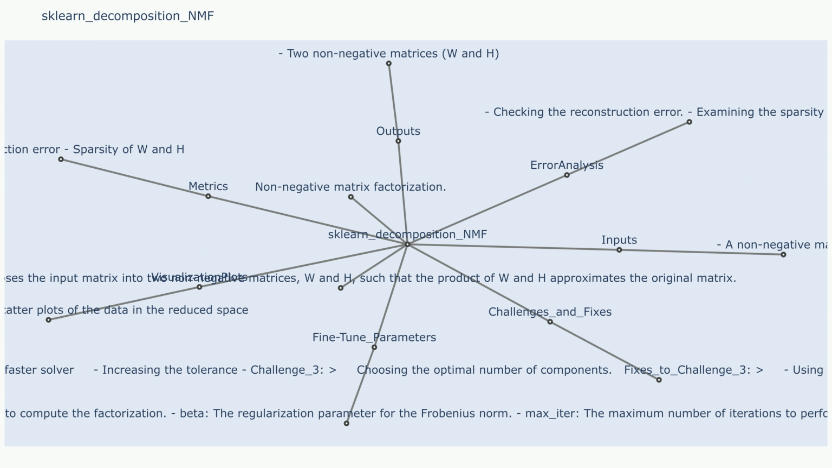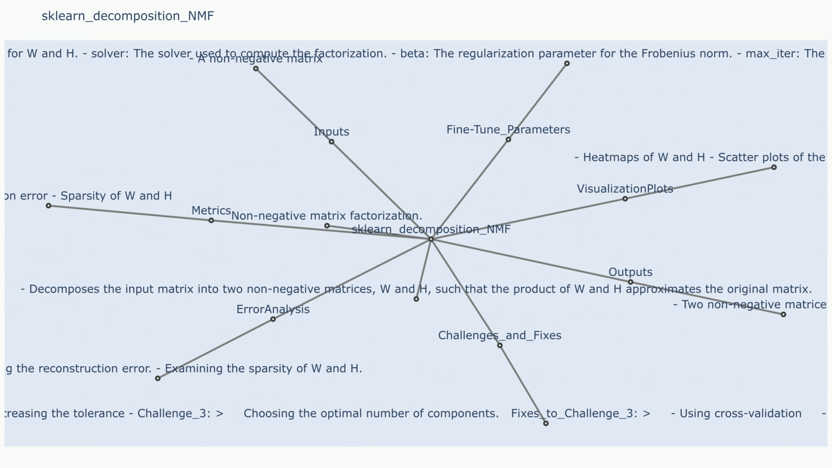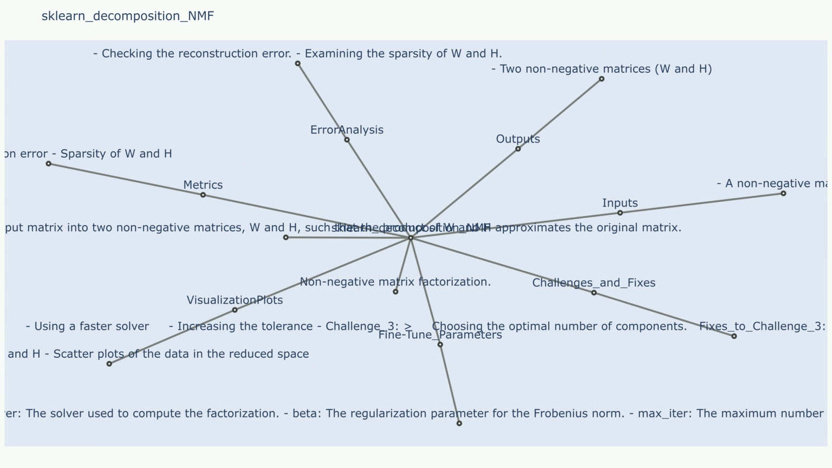Visualization. Plot 1: heat maps of W and H matrices. These plots allow us to visualize the basis vectors and their contributions to the samples. Plot 2: scatter plots of the reduced data. These plots allow us to visualize the relationships between the samples in the reduced space.